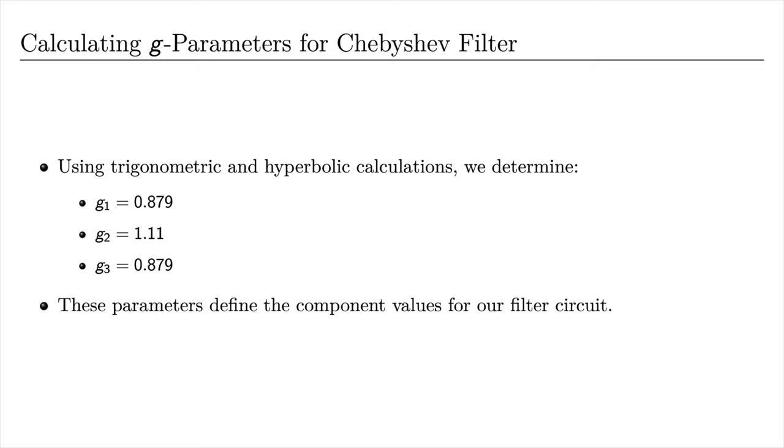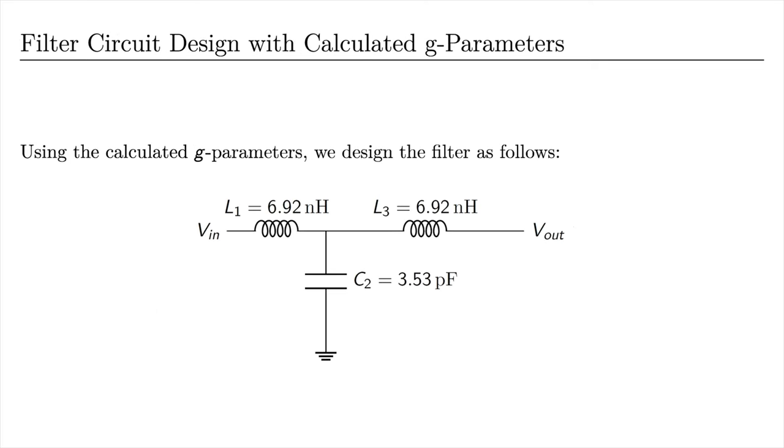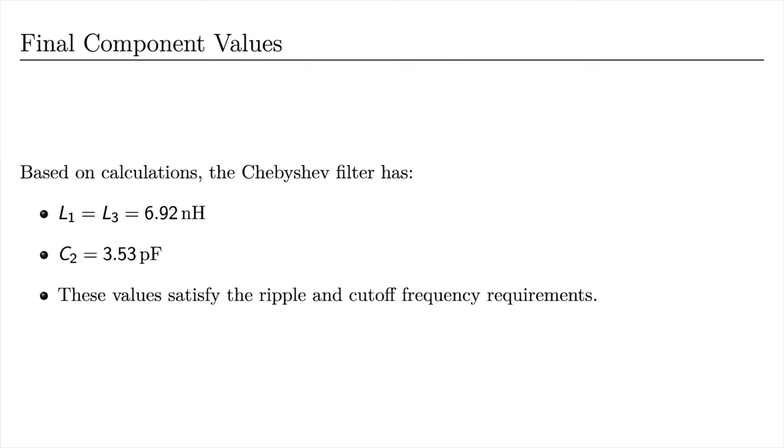Using the calculated g parameters, we design the filter circuit with specific components. For example, we set L1 equals 6.92 nanohenries, C2 equals 3.53 picofarads, L3 equals 6.92 nanohenries, achieving the intended frequency response. To align the filter with system requirements, we apply frequency scaling to set the cutoff frequency to 1 GHz and impedance scaling to match the 50 ohm system impedance.